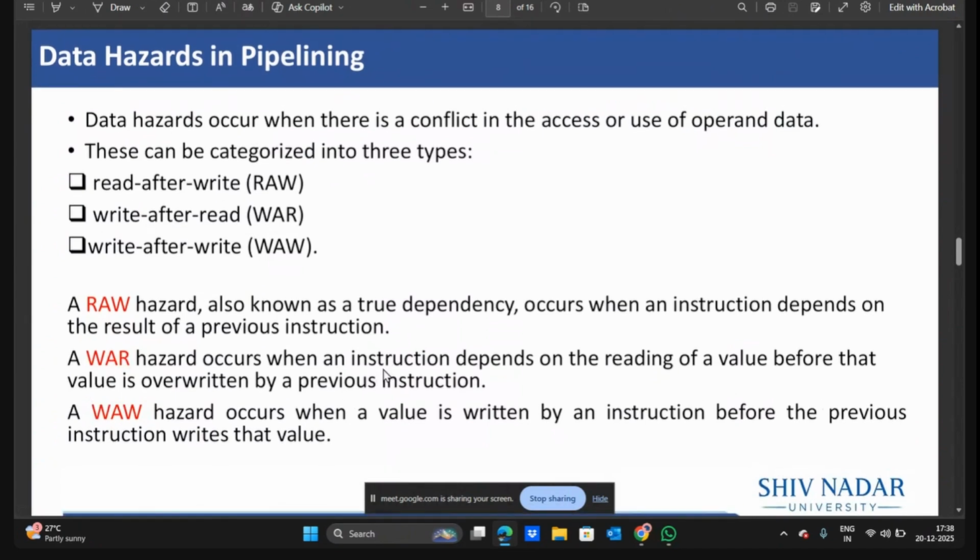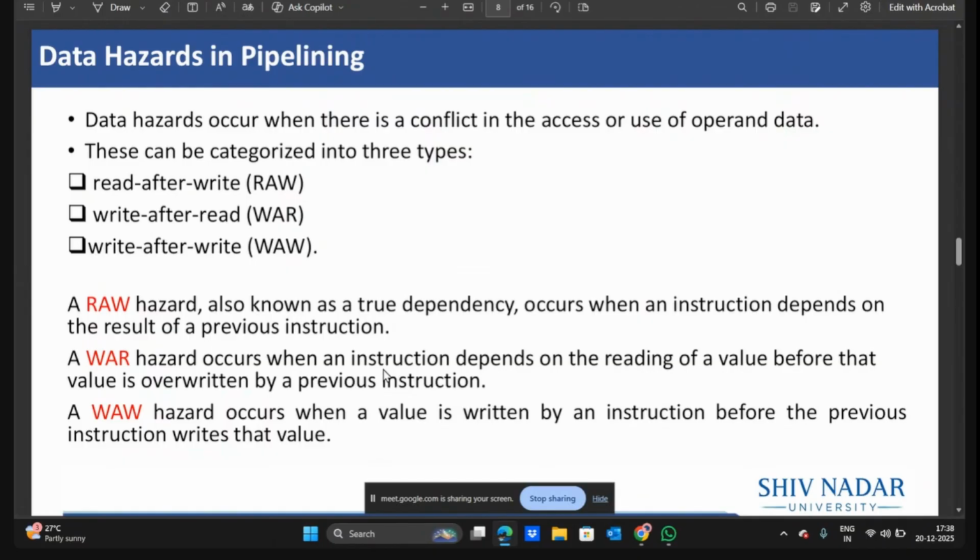Data hazards are typically of three types: read after write, write after read, and write after write. These are clearly explained, and by seeing them itself you can understand. Basically, a RAW hazard occurs when the instruction depends on the previous instruction, that is, when read is done after write.